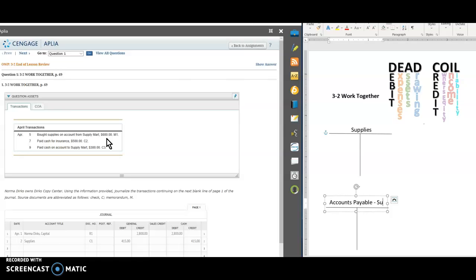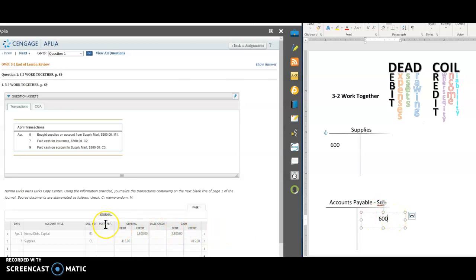So when we buy supplies, our supplies are going up. Supplies are an asset, so that means it's going to be on the debit side. So I'm going to put 600 here, which means I have to put 600 on the credit side for accounts payable. And if you think about it, accounts payable is a liability, and the normal balance side for liabilities is the credit side. So when an accounts payable goes up, it has to be a credit.